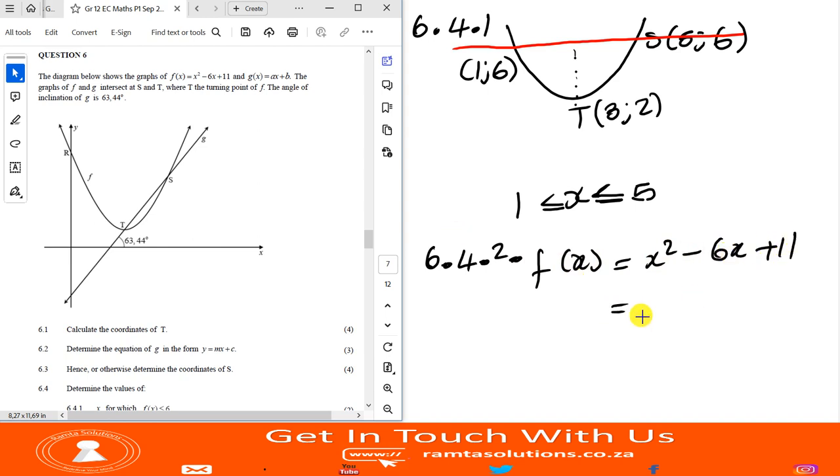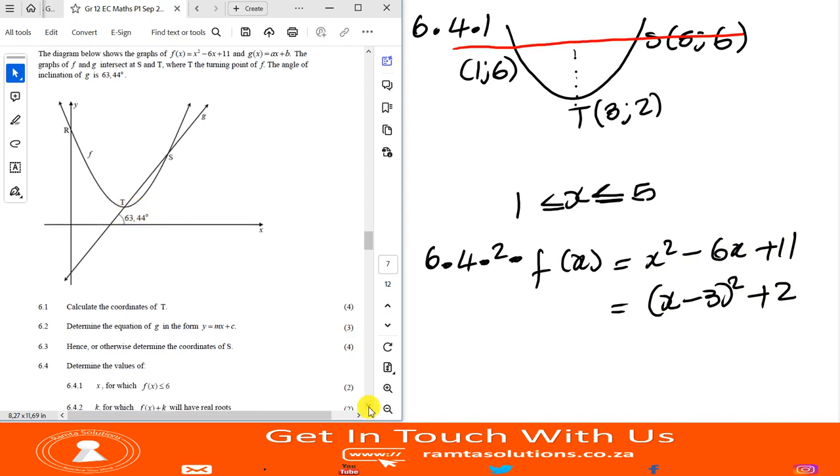If you complete the square, you will get (x − 3)² + 2. This tells you that the graph has shifted 2 units up. For it to begin having roots, it needs to shift 2 units down.